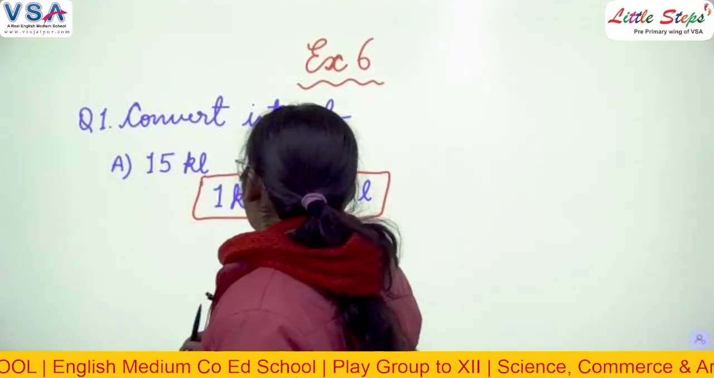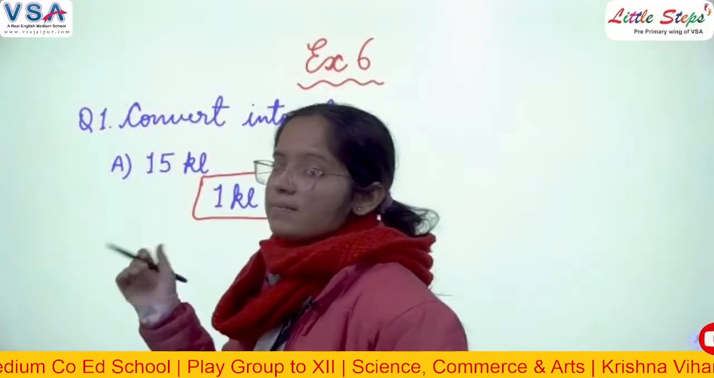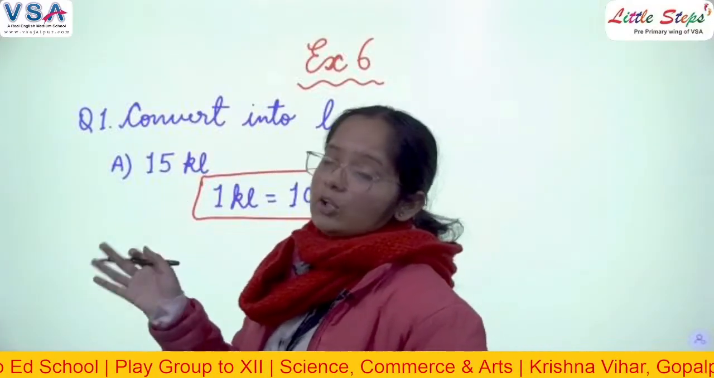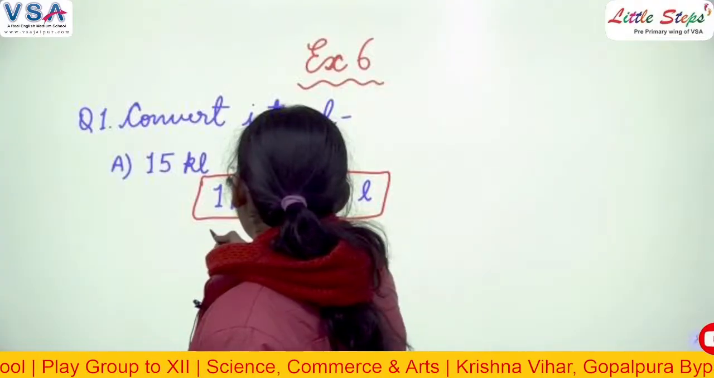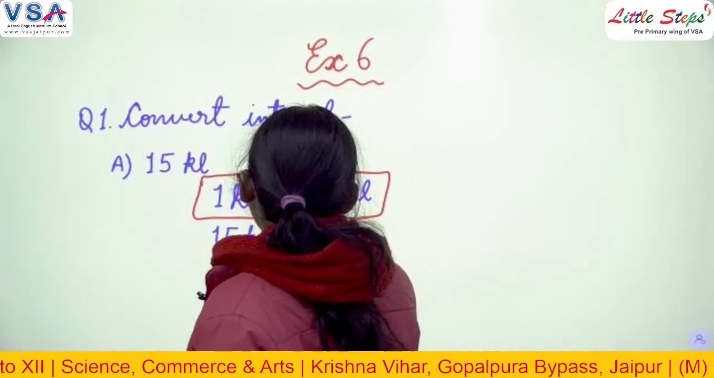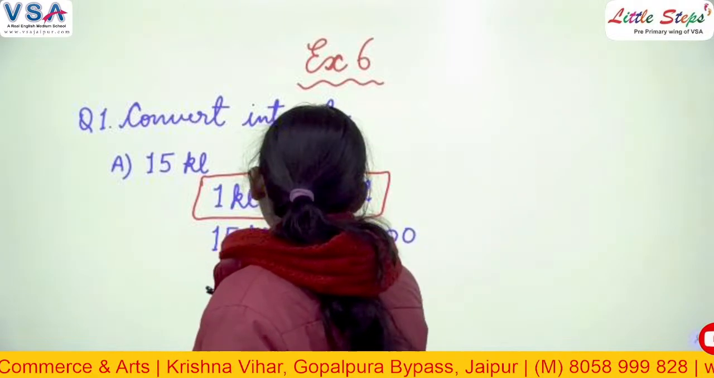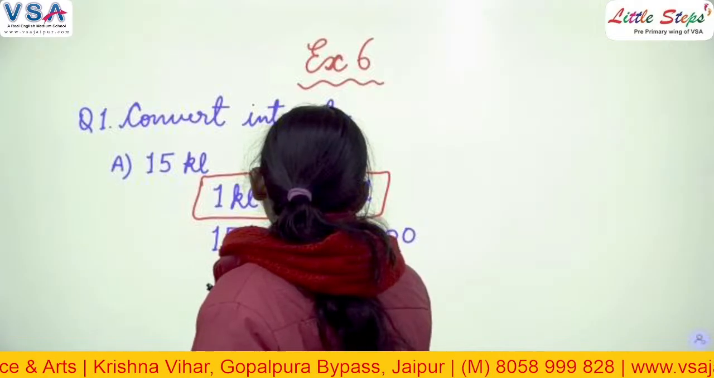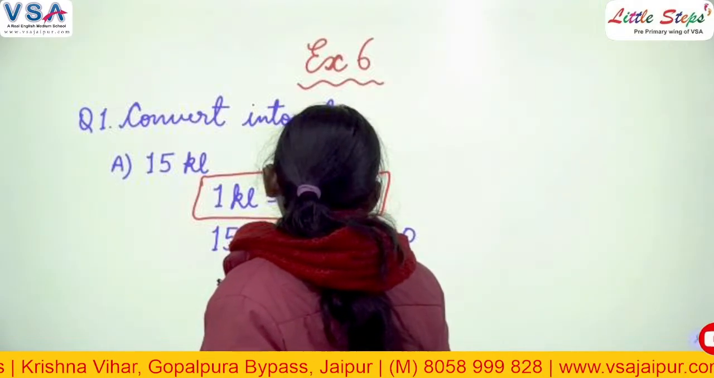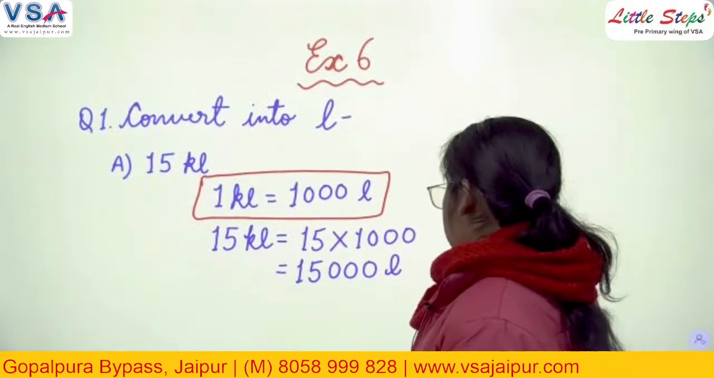This is the basic part. This is equal for all. 1 kilo is equal to 1000, whatever the basic unit. It is gram or liter or meter, it doesn't matter. It is same for everyone. So 15 kiloliter is equal to 15 multiplied by 1000. That is 15,000 liters. Fine. Let's move to the next one.